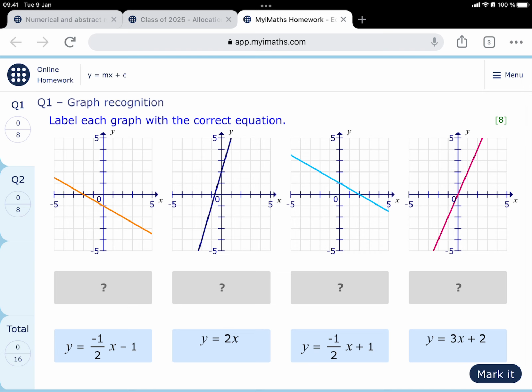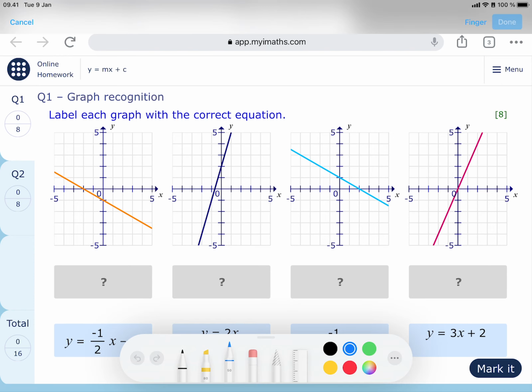So I'm doing the MyiMaths exercise. It's called y equals mx plus c. It's also known as equation of a line 1. So what I've done is taken a picture of this first set of questions so that I can annotate it on my tablet here. So the first graph here cuts at -1 on the vertical axis.